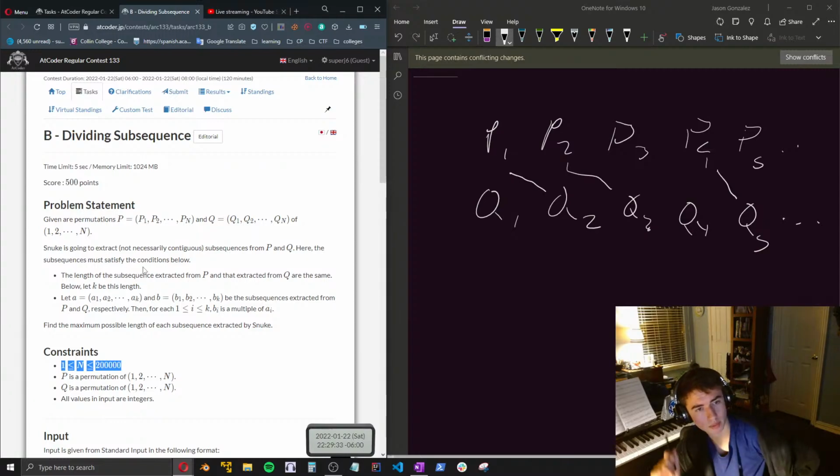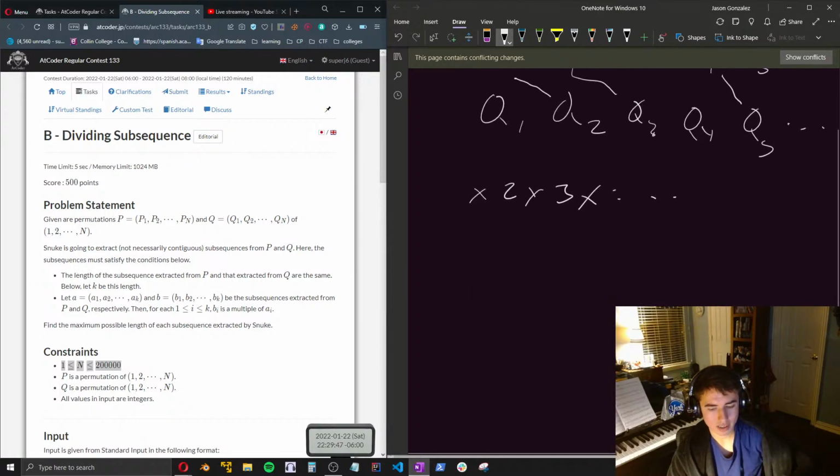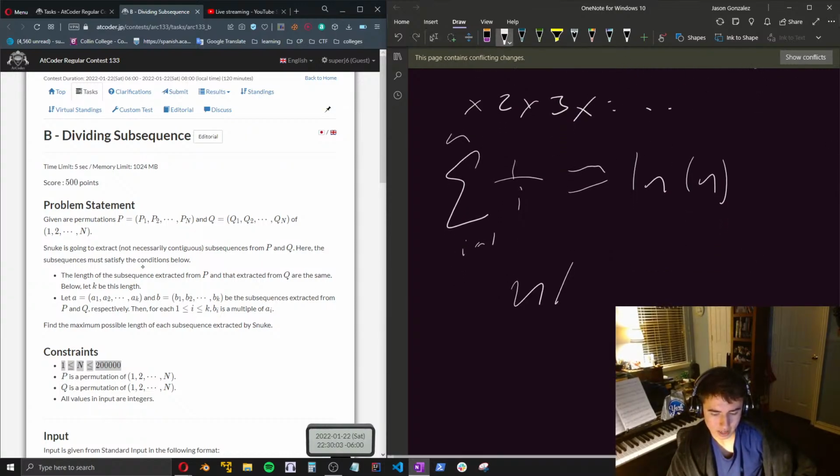Okay, I think a permutation is important because for each number in P, you can just iterate x, 2x, 3x, etc. to get the corresponding value in Q, right? This is because, as is well known, the sum of 1 over i from i equals 1 to n is around the natural log of n. So then it would be n log n.